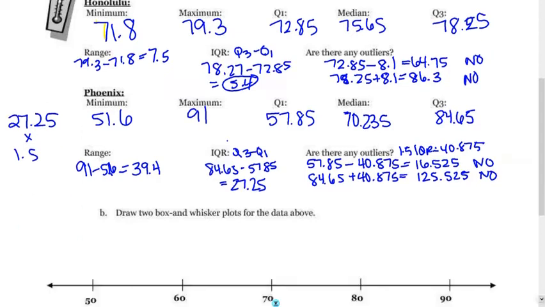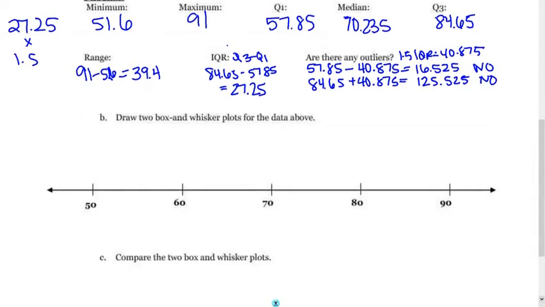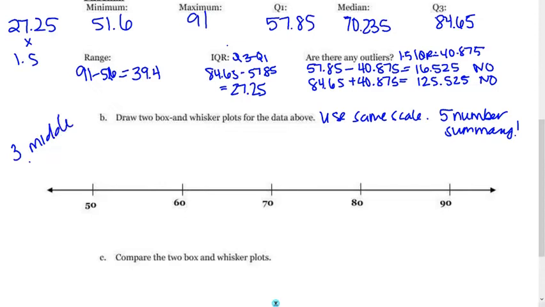Then it asks you to draw two box and whisker plots, so you need to use the same scale. Remember, you use your 5-number summary. The 3 middle dots are your box, and the min and the max are your whiskers. So you need to label it. I'm going to label this one Honolulu, and maybe I'll draw one beneath. You could draw them both on top too if you write a little smaller than I do.